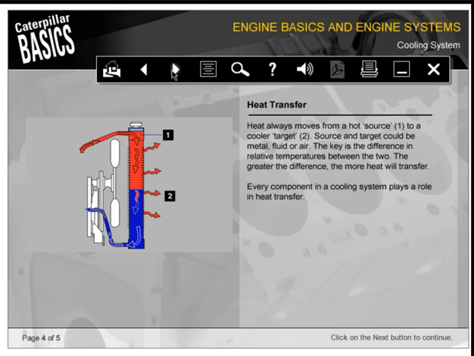Heat always moves from a hot source to a cooler target. Source and target could be metal, fluid, or air. The key is the difference in relative temperatures between the two. The greater the difference, the more heat will transfer. Every component in a cooling system plays a role in heat transfer.